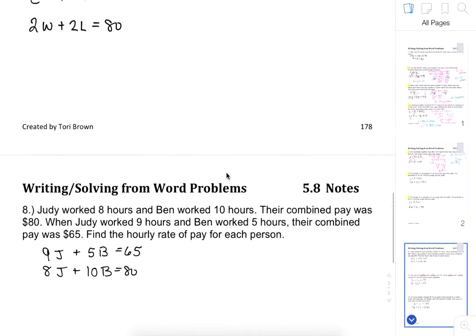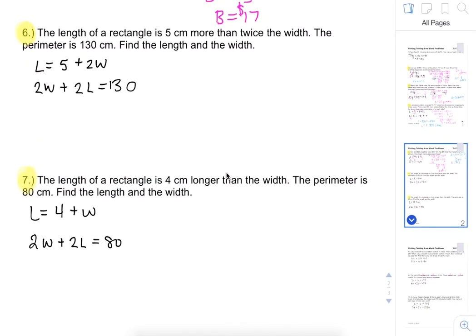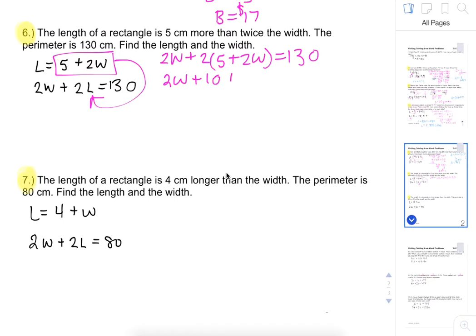Okay. I believe 6 and 7 are the last 2 questions, so go ahead and pause it, set these 2 up. Perfect. Problem 6 and 7 are both substitution as well because they have a variable by themselves. I'm going to take the L, box it, and I'm going to plug it in where L is. I do need parentheses this time because we have a 2 in front of the L. So 2W plus 2 times 5 plus 2W equals 130. We're going to distribute that 2, which gives us 10 plus 4W equals 130.